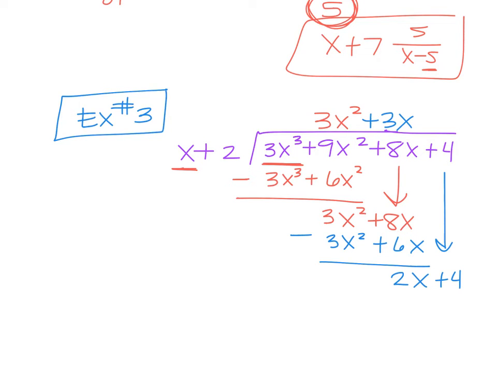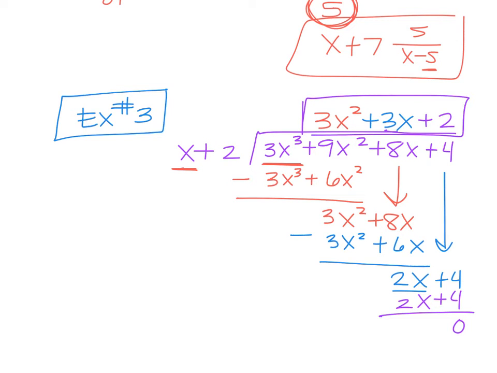Okay? X times what gets you 2x? X times 2. So plus 2 at the end. And when I multiply that by 2, I get 2x plus 4, which is 0. Remainder 0 is beautiful. That means this is a factor. So your answer is 3x squared plus 3x plus 2. No remainder.